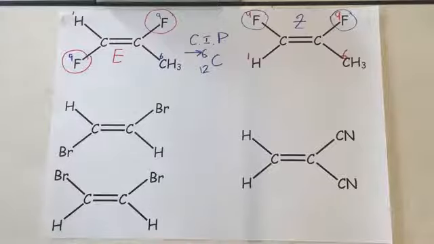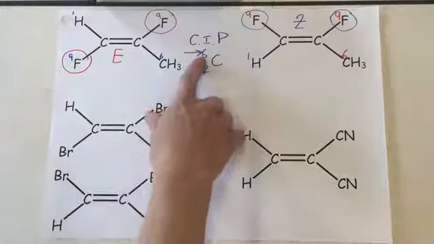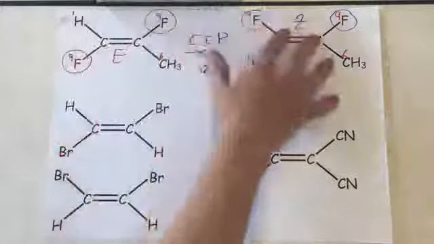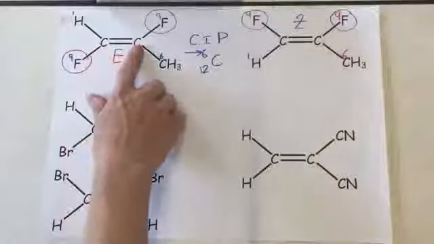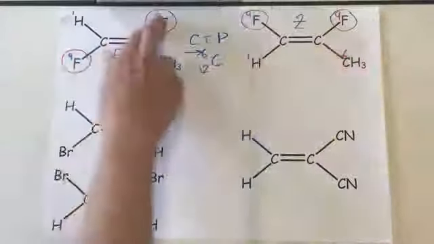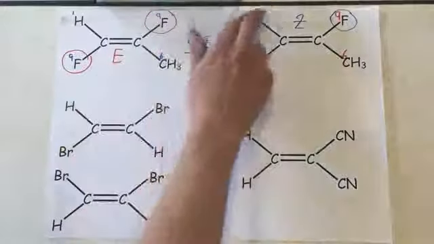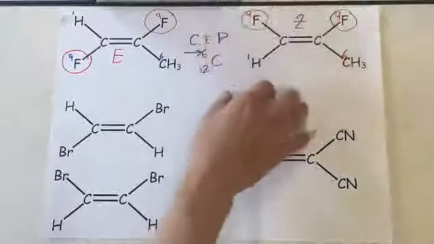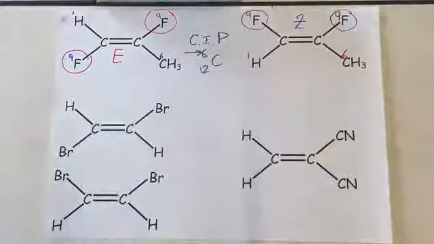So just to repeat, we assign priority based on the atomic number, and we can see here on each of our structures, when we look at each carbon one at a time, that the high priority groups are either above and below, which makes it E, or on the same side, both above or both below, it wouldn't have mattered, and that would have made this one Z.